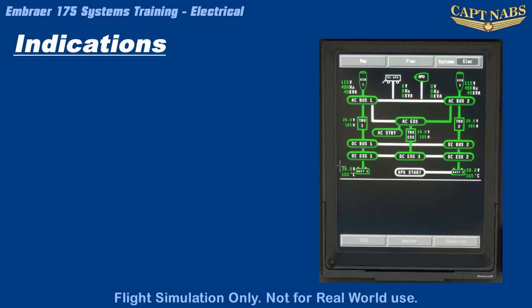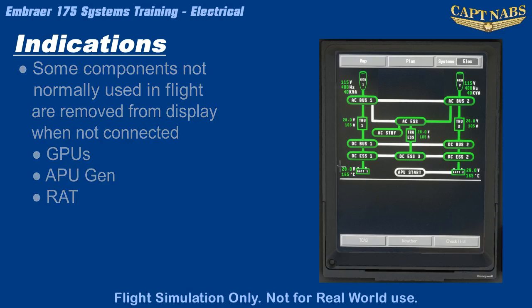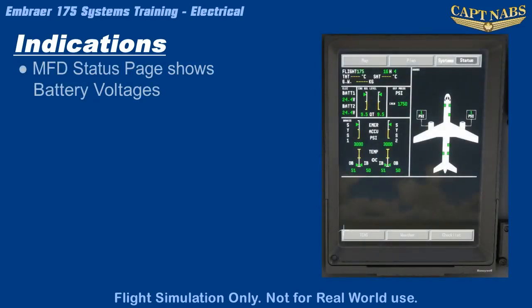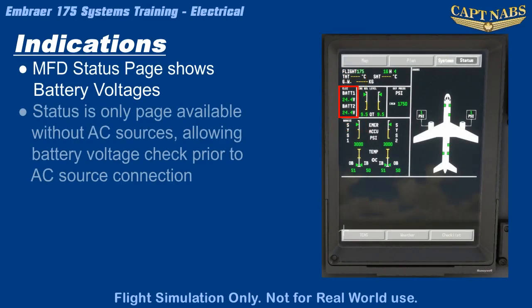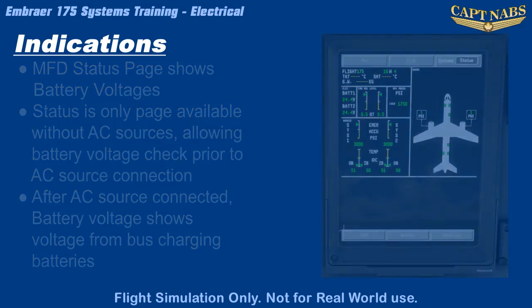It is important to note that some of the components that are normally used in flight are removed from this diagram when they are not in use to declutter the display. This includes the GPUs, the APU Gen, and the RAT. There is one other page where electrical systems information is available. On the MFD status page, the battery voltage can be seen. This allows crews to confirm the battery voltage during power-up prior to connecting an AC source. Once an AC source is connected, the voltage seen on the display is the voltage that is charging the batteries.